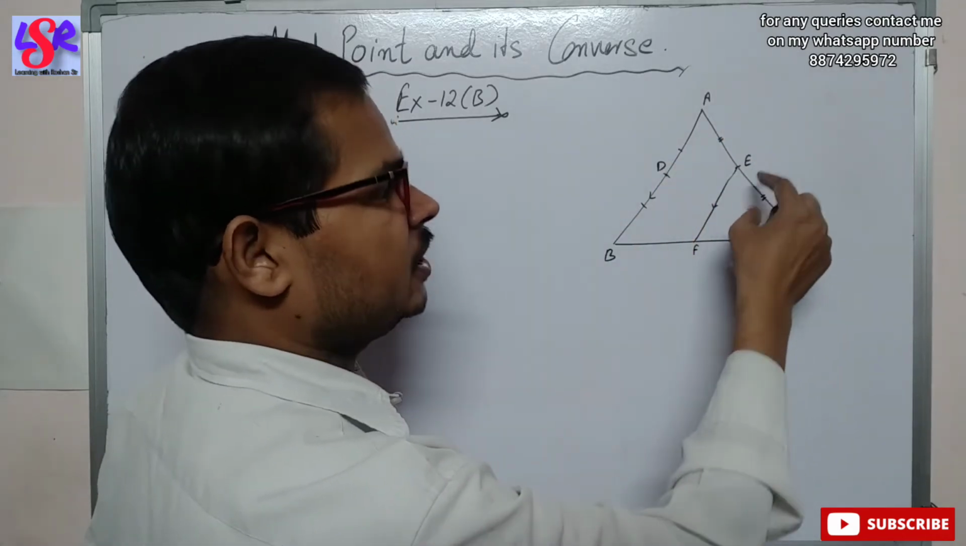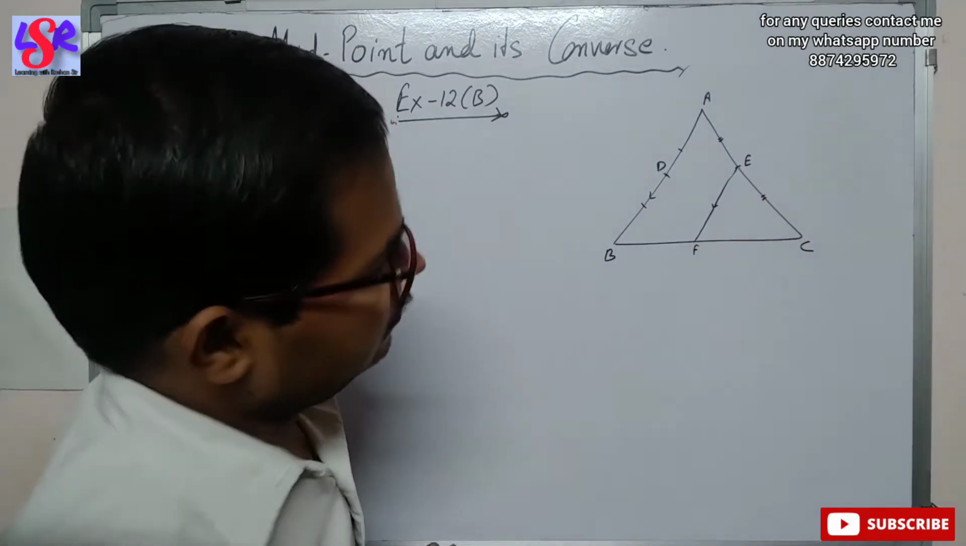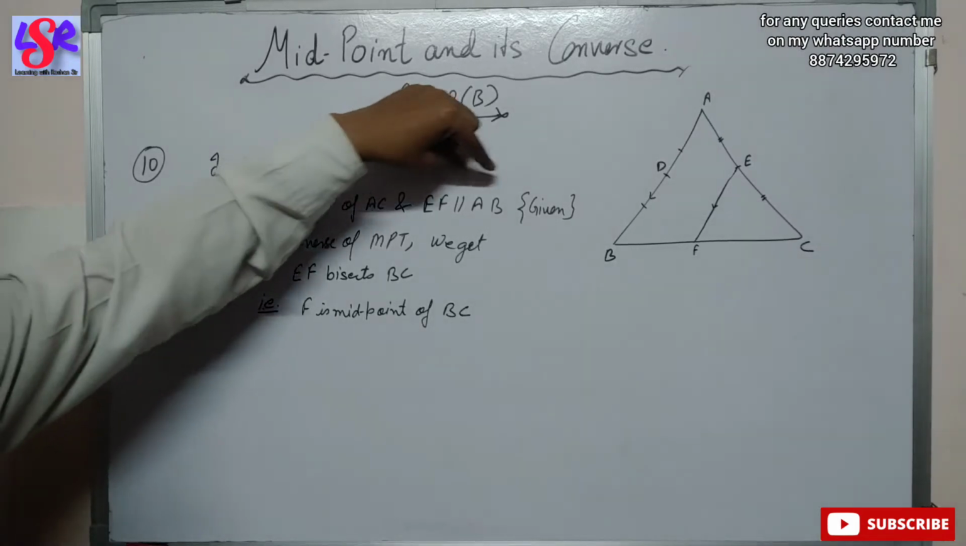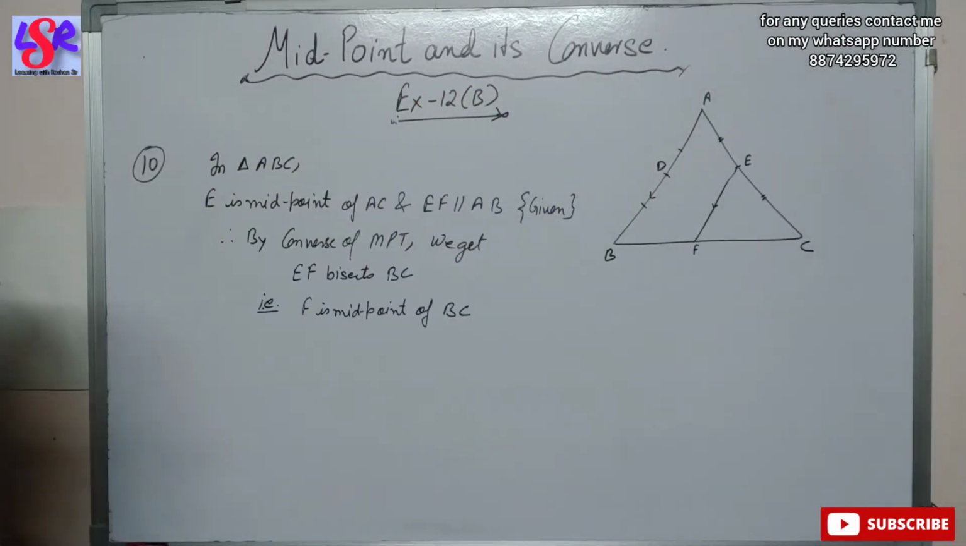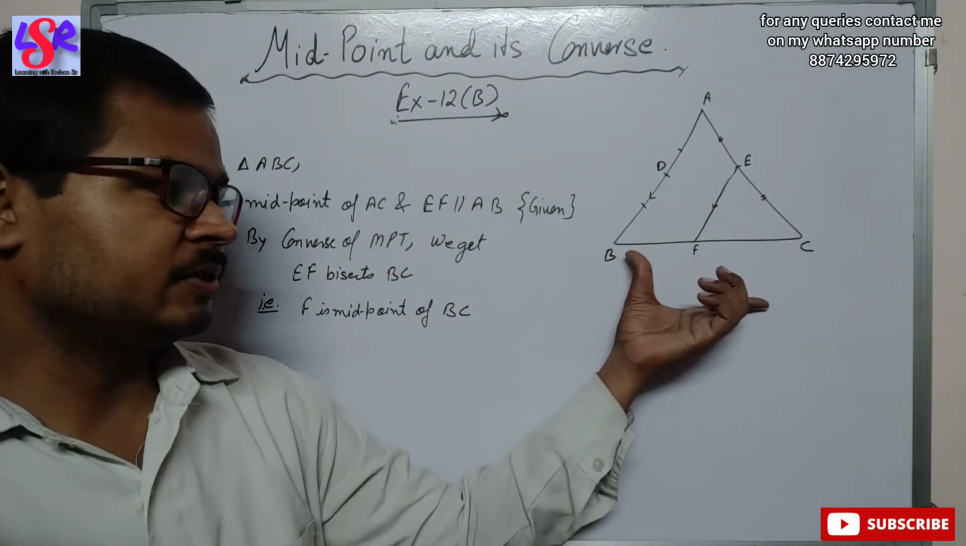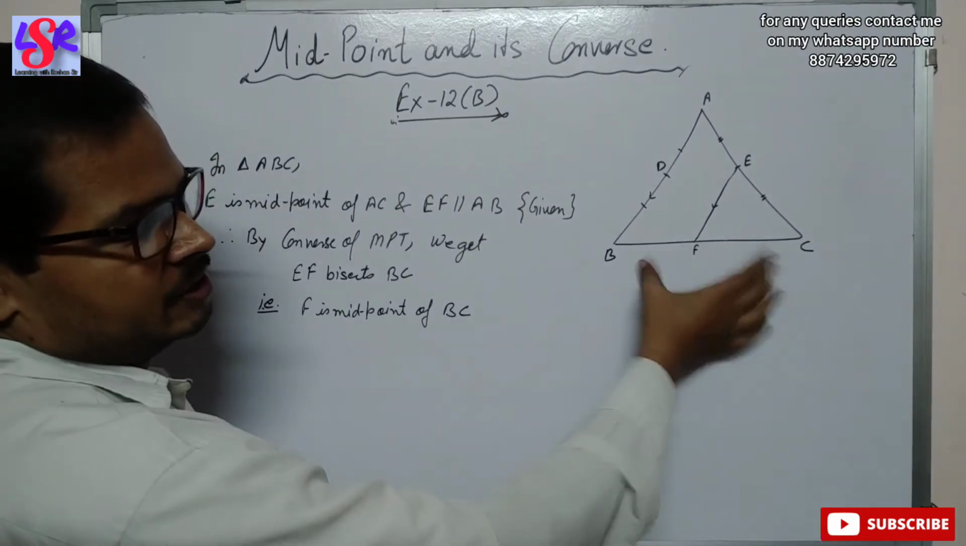अब E midpoint है, EF parallel है, तो by converse of midpoint theorem we will be getting F is a midpoint of BC. In triangle ABC, we have got E is a midpoint of AC and EF is parallel to AB. This has been given to us in the question. Now by converse of midpoint theorem we get EF bisects BC, that is F is a midpoint of BC. अब हमारे पास F is a midpoint of BC आ चुका है.